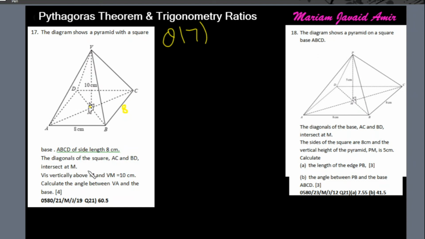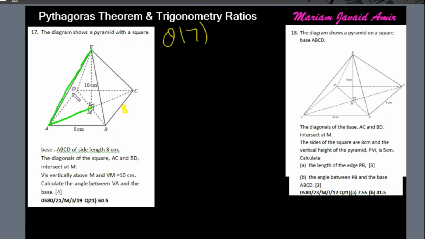V is vertically above M and VM equals 10. Calculate the angle between VA and the base. That's first very important to understand which angle they are asking for. This is VA and ABCD is the whole base. So the angle they're asking for is the angle between VA and the diagonal of the base, which joins with it. So it's always this angle that's being asked.